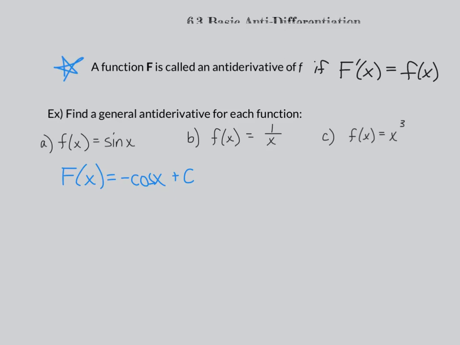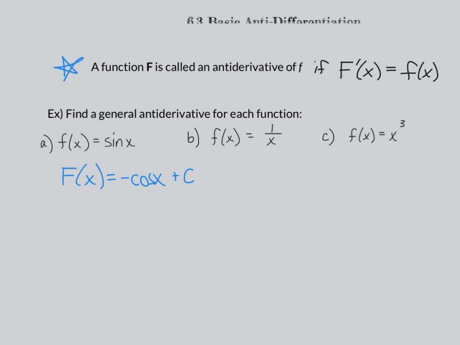So our function, negative cosine x plus c, if we were to take its derivative, we'd get this. That is what taking an antiderivative is. General meaning we have to have that plus c there because we don't ever know if there was a constant in the original function, because once you took the derivative of that constant, it was gone. Let's take a look at B.